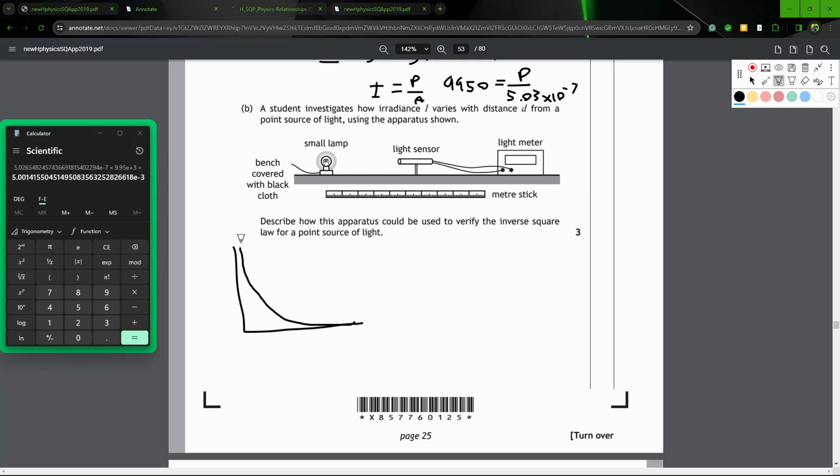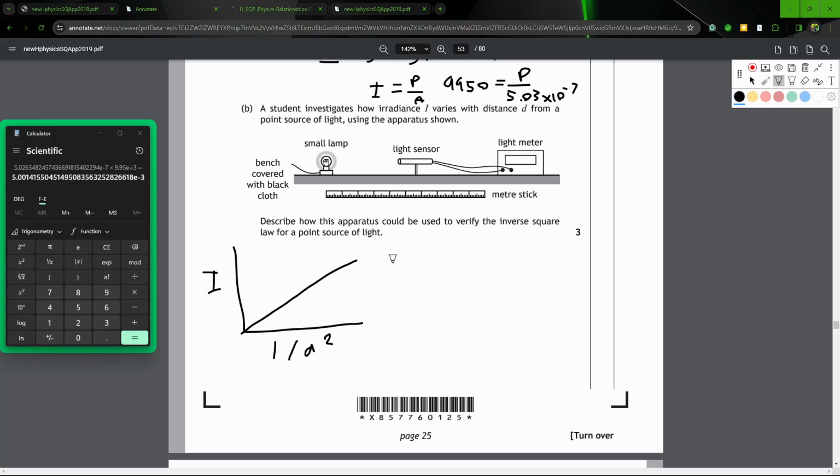Right, the further you get away, the irradiance will go down and down. But an even better way to show it is if you plot it against 1 over d squared, because that will cancel out the weirdness, and you'll have a perfectly straight line.